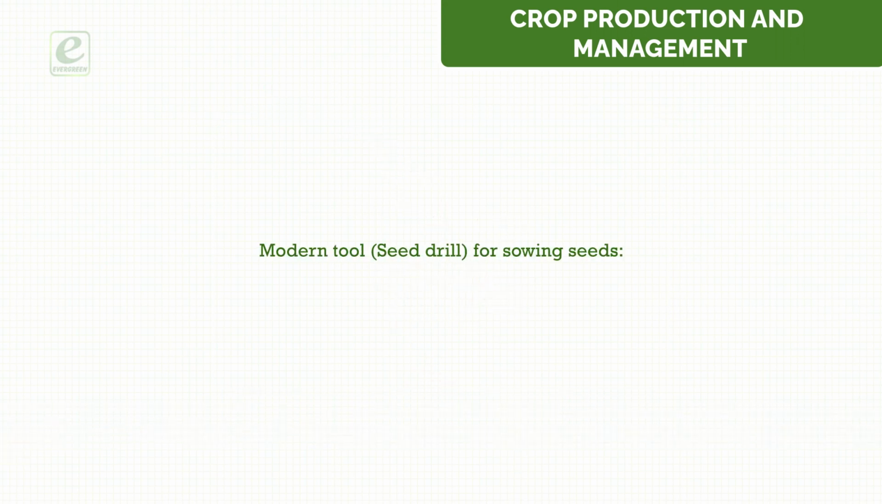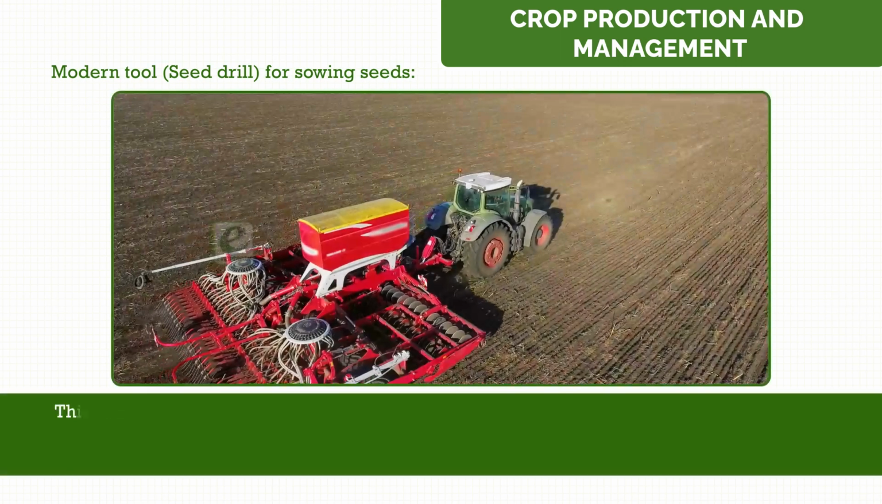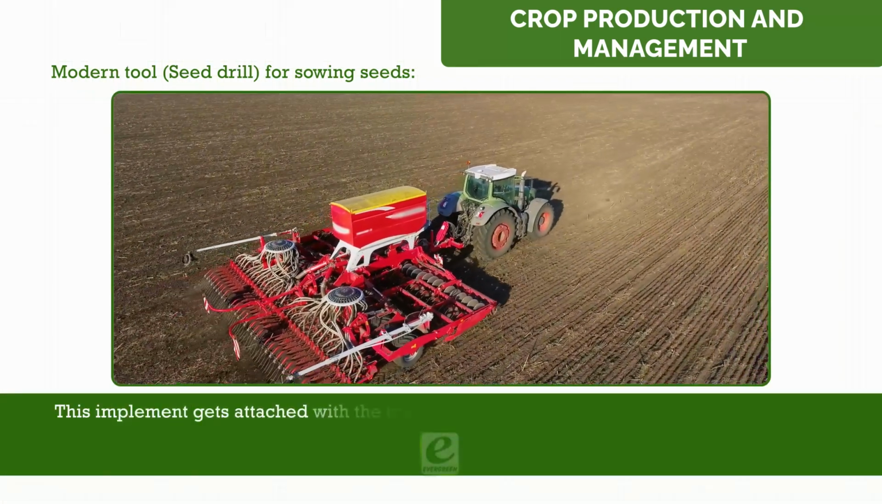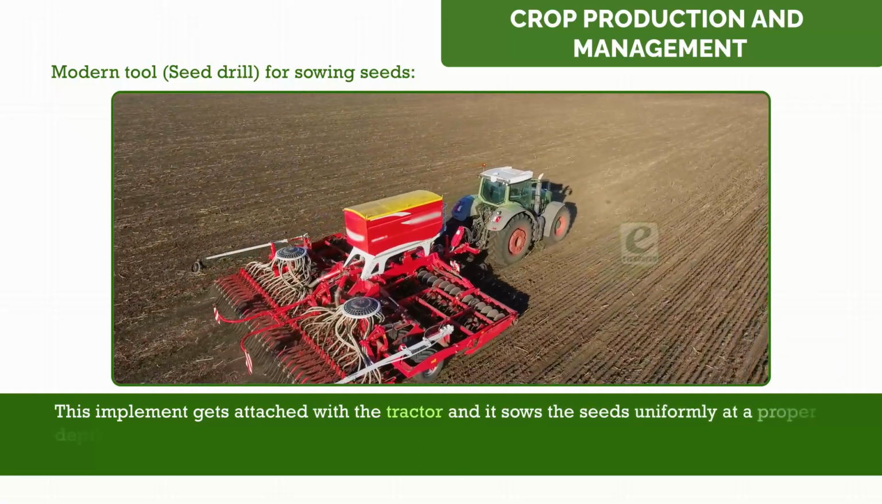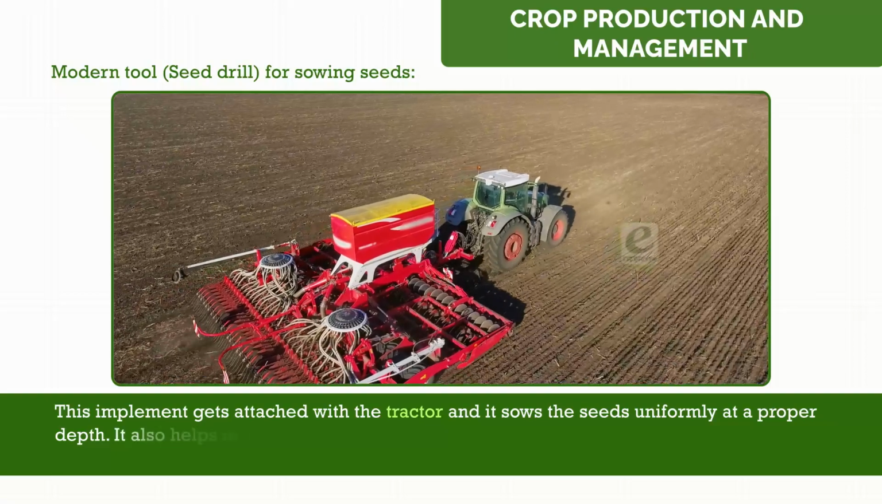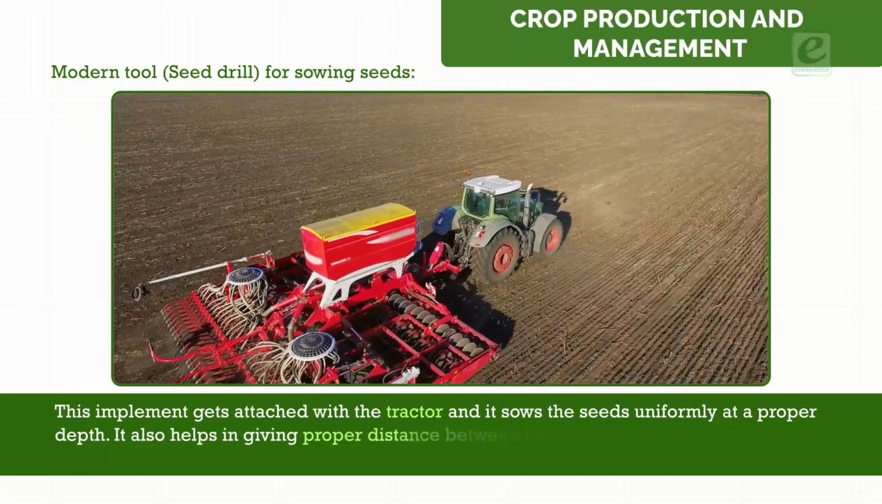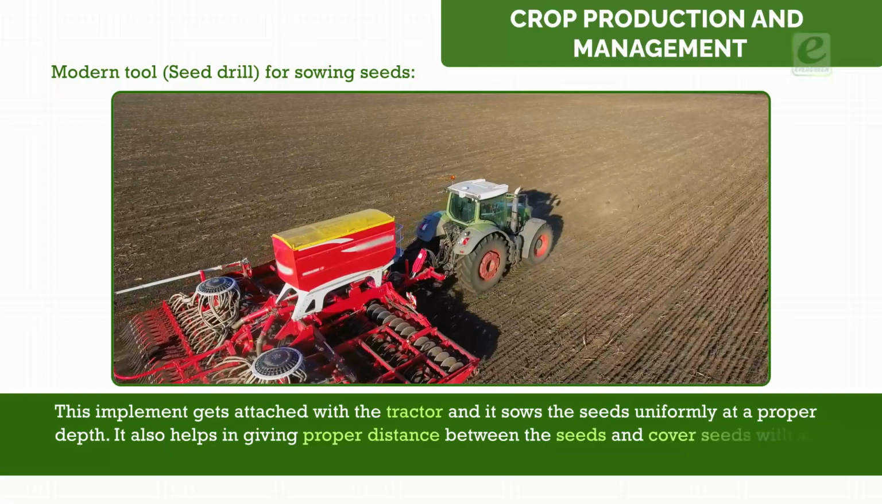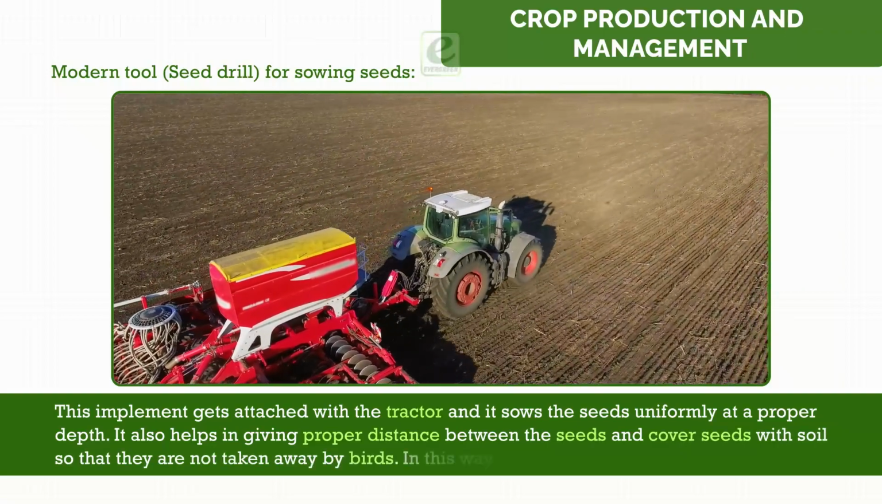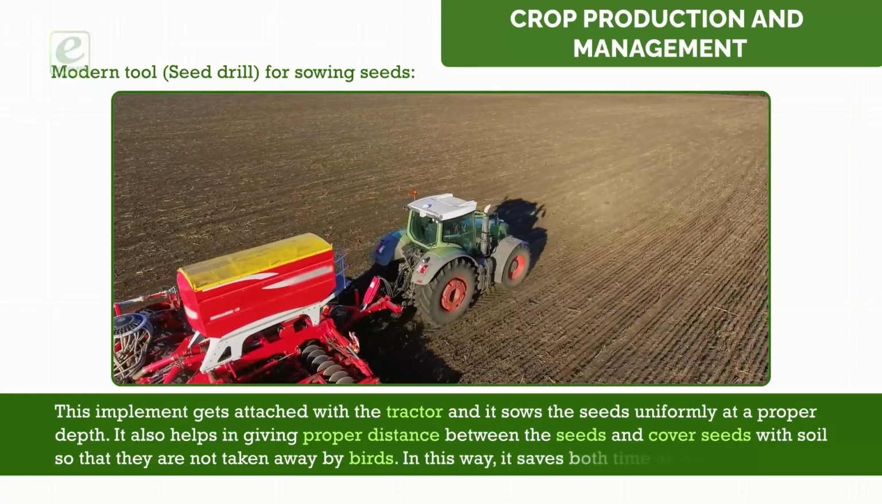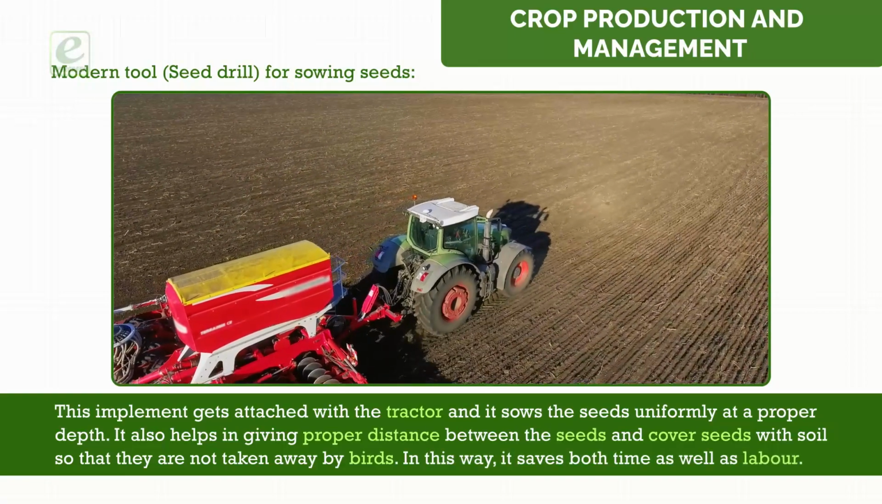Modern tool, seed drill for sowing seeds. This implement gets attached with the tractor and it sows the seeds uniformly at a proper depth. It also helps in giving proper distance between the seeds and covers seeds with soil so that they are not taken away by the birds. In this way, it saves both time as well as labor.